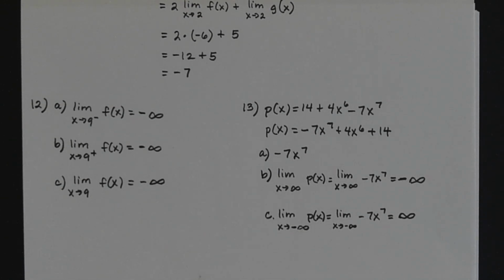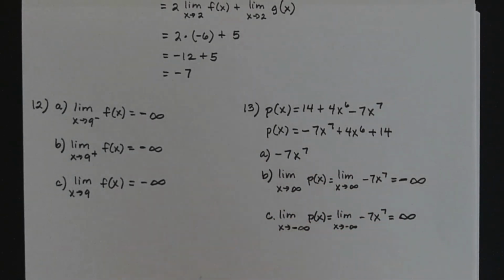Yes. So if the exponent was 6, would C be negative infinity also? Yeah, because of the negative 7. So you just remove the leading term. Yeah. All right. Any other questions about problem number 13? Okay, problem number 14.